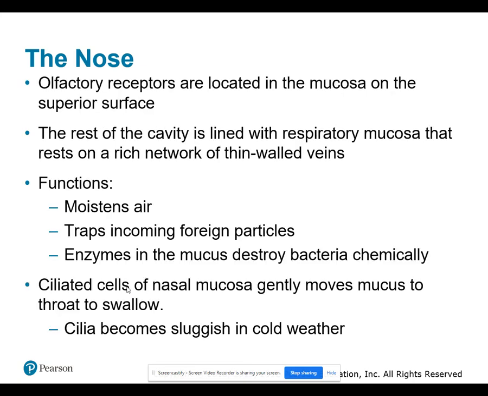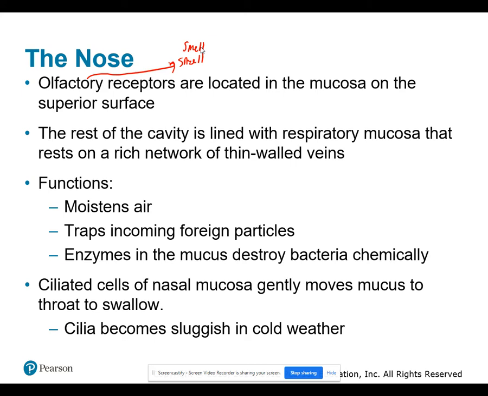If we go into a little bit more detail about the nose, it has olfactory receptors. So olfactory are going to be for smell. There we go. And these are going to be located in the mucus of your superior surface. Now, the rest of the cavity is still going to be lined with mucus. It just doesn't cover it in olfactory receptors.